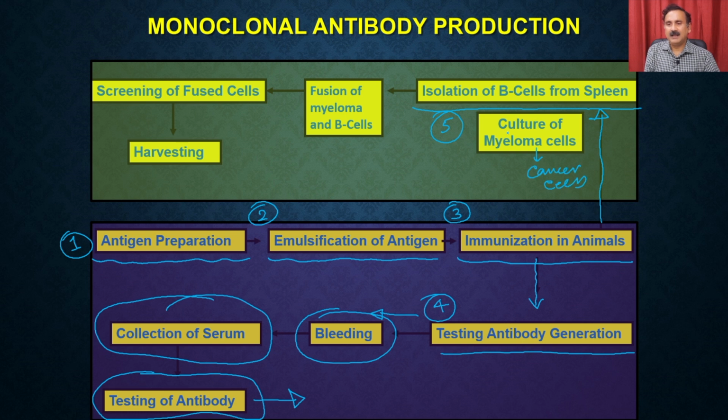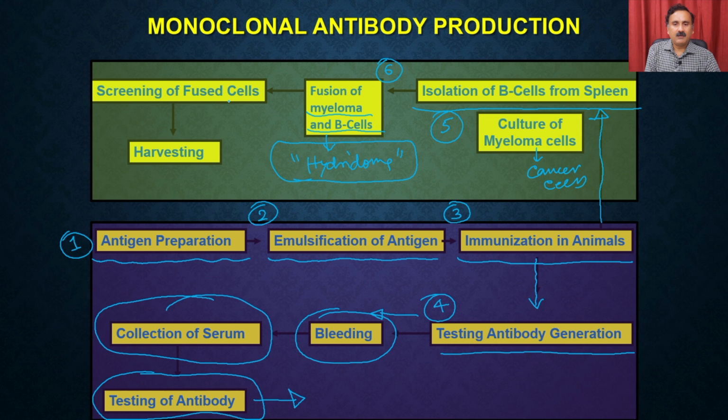Then you have step 6, where you do the fusion of the myeloma cells and the B cells, and when you fuse them, it forms the hybridoma cells. Hybridoma means a hybrid cell, which has the properties of B cells, so it is able to produce antibodies, and it also has the properties of cancer cells, so it keeps growing for an indefinite period.